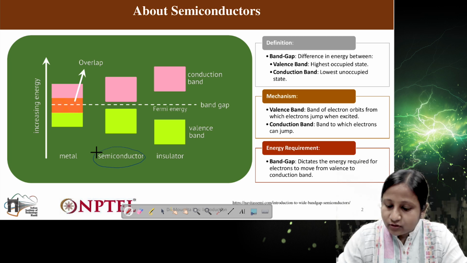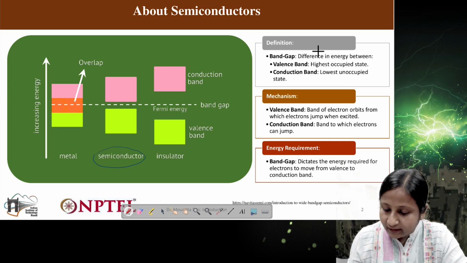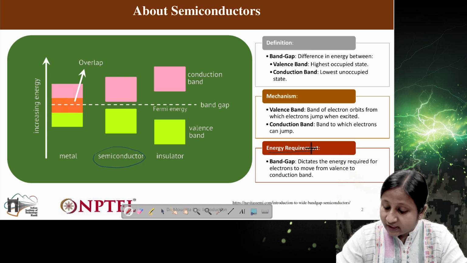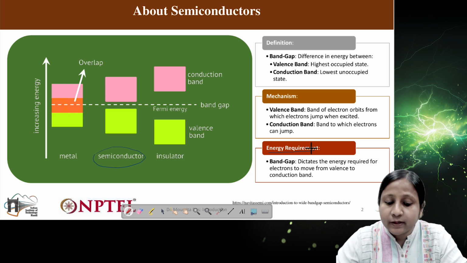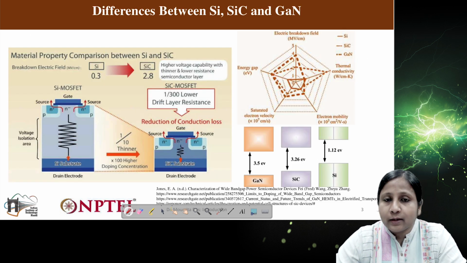These definitions I have written on the right hand side. Basically, if we can provide some energy which allows the electrons to move from the valence band to the conduction band, then the material will come to the conduction state. So in this lecture, we will be dealing with semiconductors. Mainly I will be discussing silicon, silicon carbide and gallium nitride.